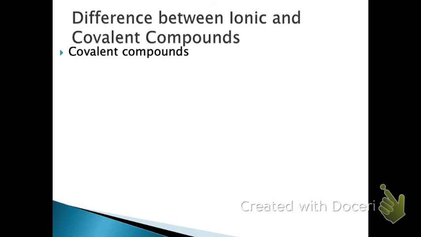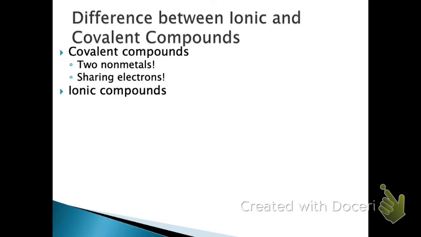This is an easy one. Covalent compounds usually have metals or nonmetals? Non-metals, okay? Non-metals, they share electrons. Ionic compounds are between a metal and a nonmetal, and they trade electrons. This is all review stuff.